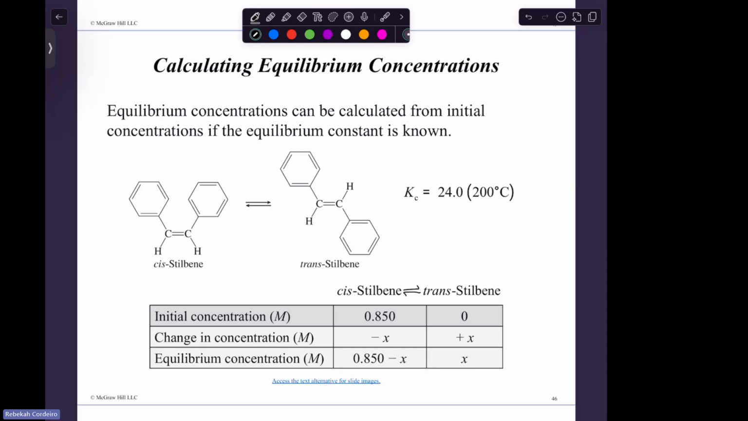All right, so in this video, we're going to be going over how to calculate equilibrium concentrations. If you're given a K value, we can actually figure out what our concentrations are going to be at equilibrium if we know how much of a reactant or a product we put in initially. So let's say we have this chemical reaction.